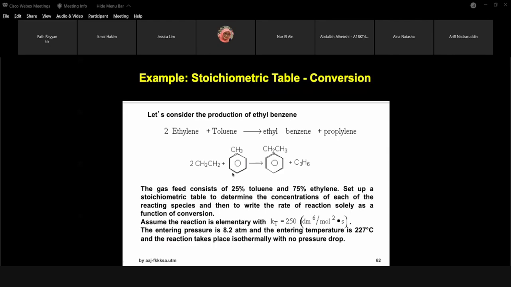Which one is the limiting reactant? Toluene. Why? Because according to the feed, it is 35%. So if you do the crossing, 25% of toluene needs 50% of ethylene to react. So ethylene is in excess.